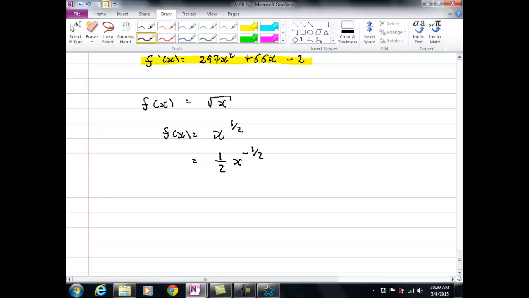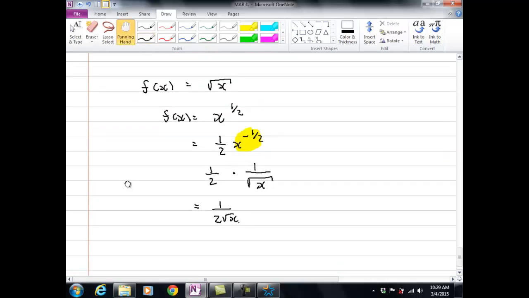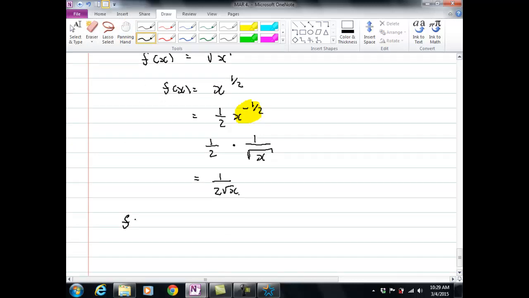But you cannot leave your answer like this. You've got to get rid of this negative exponent because we don't like that stuff. That becomes 1 over 2 times 1 over root x, because the negative means 1 over, and x to the power of 1/2 is root x. So this becomes 1 over 2 root x. Your quiz question today was f of x equals x plus root x. Find the derivative of that.